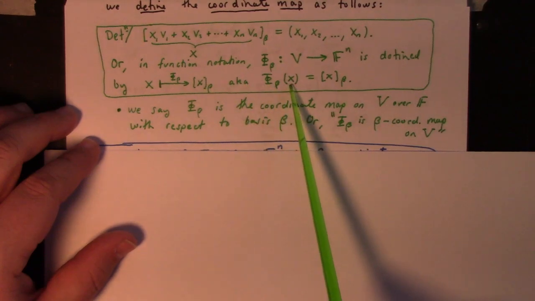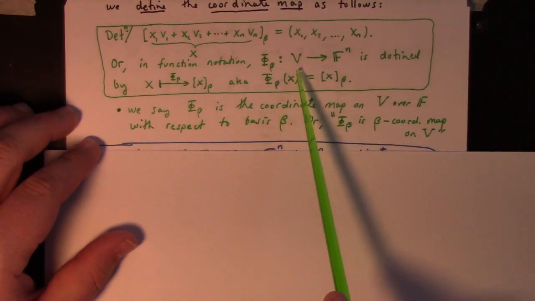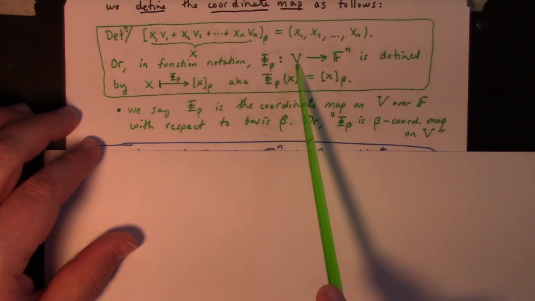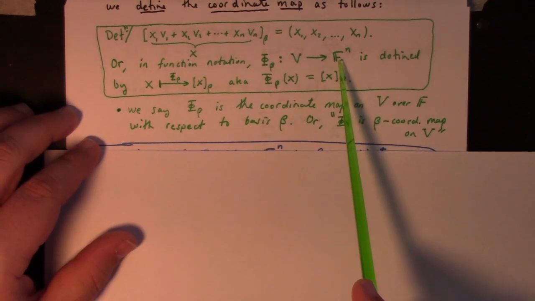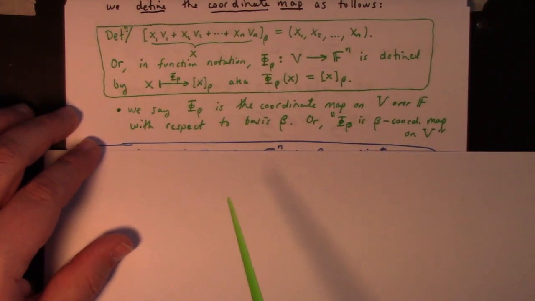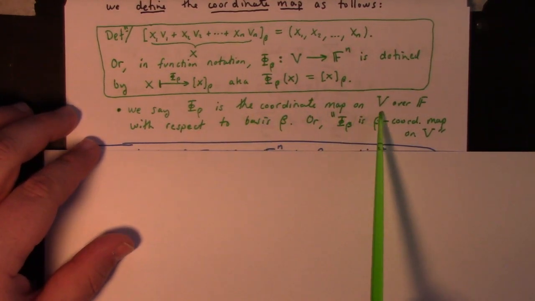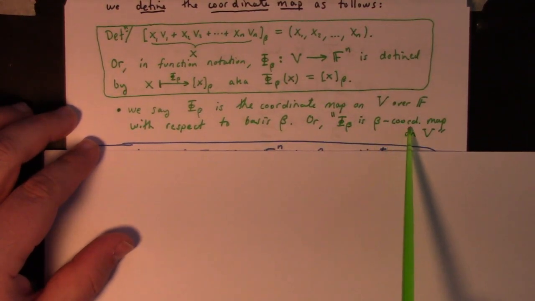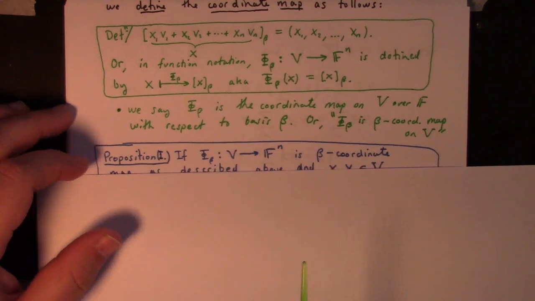All right, so phi beta of x is x beta, but sometimes it's helpful to give a name to this as a function. The function takes inputs of abstract vectors, and it makes outputs of column vectors. All right. We say phi beta is the coordinate map on V over F with respect to the basis beta, or more simply, phi beta is just the beta coordinate map on V. Proposition 1.